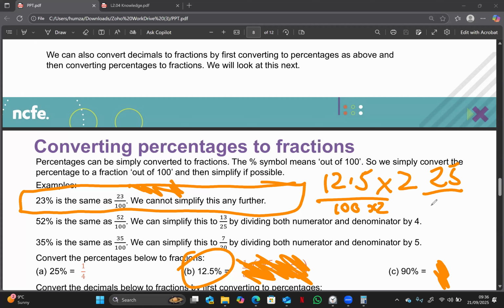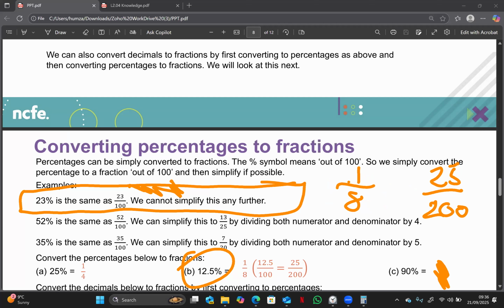200. Exactly. So the answer is 25 over 200. Now, like I said before, can any number go into 25 and 200? Can we divide both? 25 goes into 25 by 1. Yes. And 25 goes into 200 by 8. Yes, exactly. So the answer is 1 over 8. Yes.